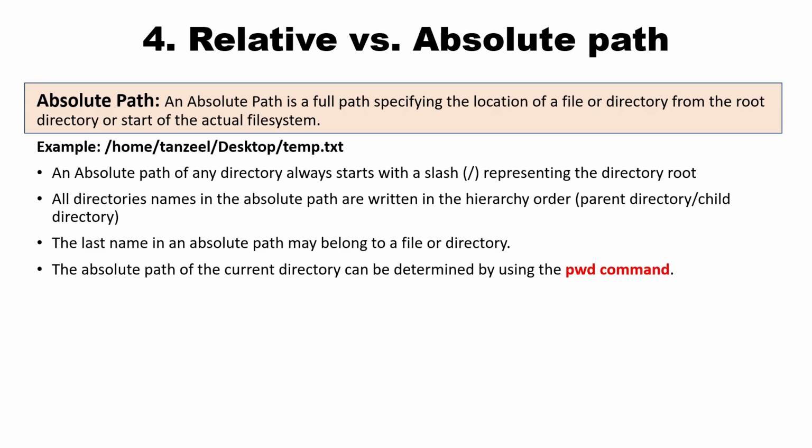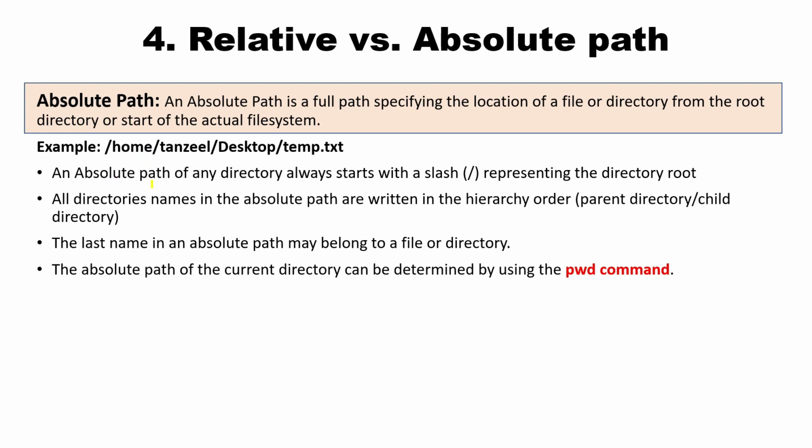Now, before creating a first bash script, you should be well aware of the shell navigation and the difference between relative and absolute path. So in this video, we are actually going to do that. We are going to discuss what is a relative and what is an absolute path and what are the differences between these two. So an absolute path is a full path specifying the location of a file or directory from the root directory or the start of the actual file system.